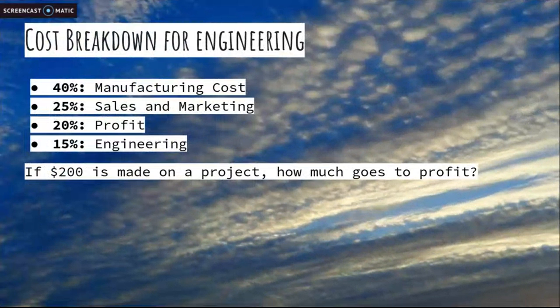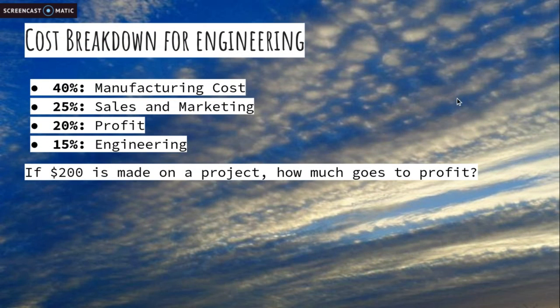If you can buy low and sell high, then you'll get a good profit. But if you have to buy high, but you're not able to sell high, then you're not going to make really any profit. Maybe a negative profit, so you actually lose money. That's why some businesses will shut down. And then 15% is just the engineering. So most of it is manufacturing cost. Engineering is a small portion.